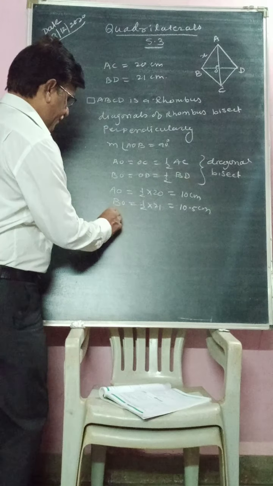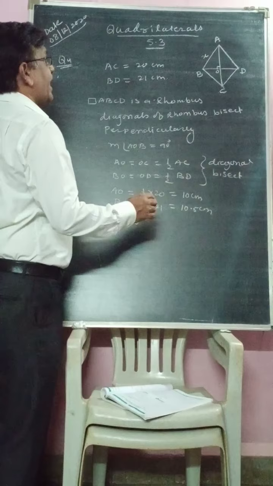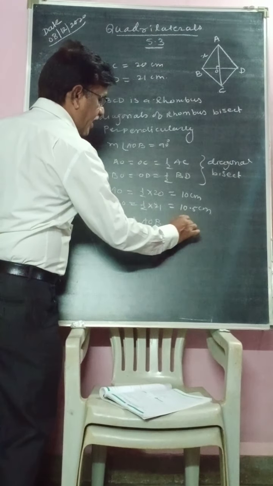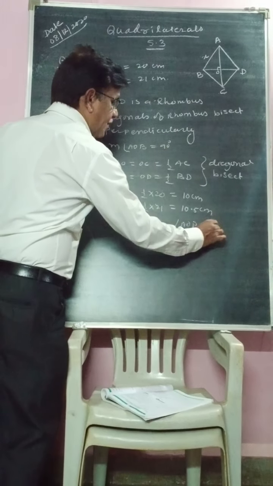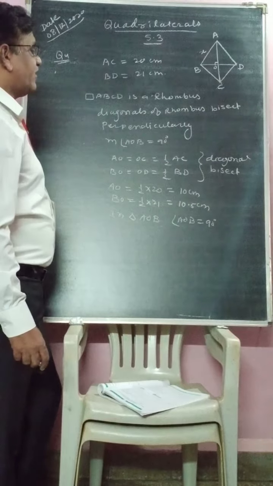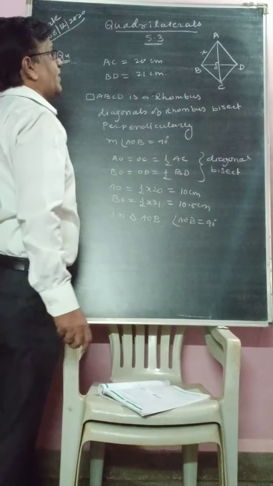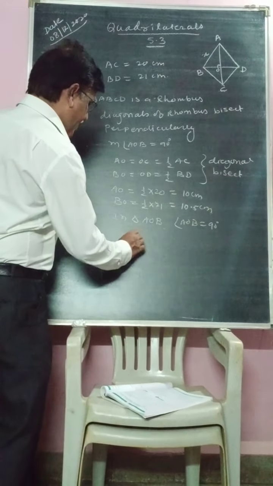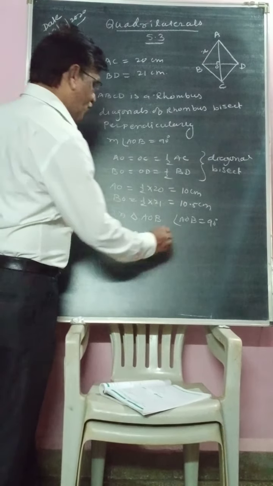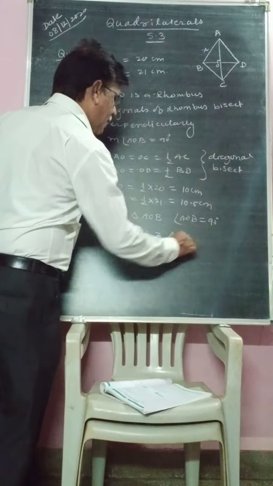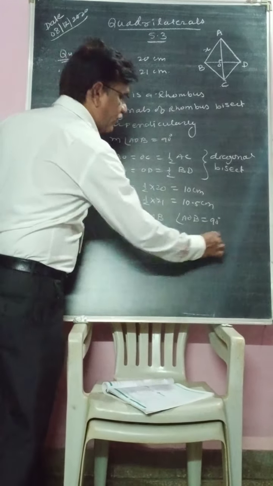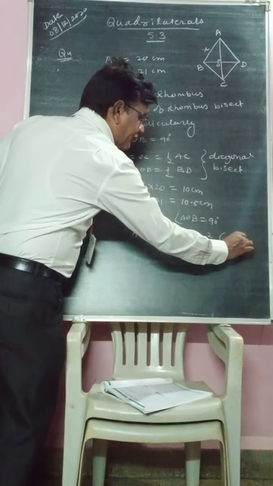Now in triangle AOB, we already know that angle AOB is equal to 90 degrees, right? So you can use the Pythagoras theorem here. It is a right angle triangle. So you can say that AB square is equal to AO square plus BO square, by Pythagoras theorem.